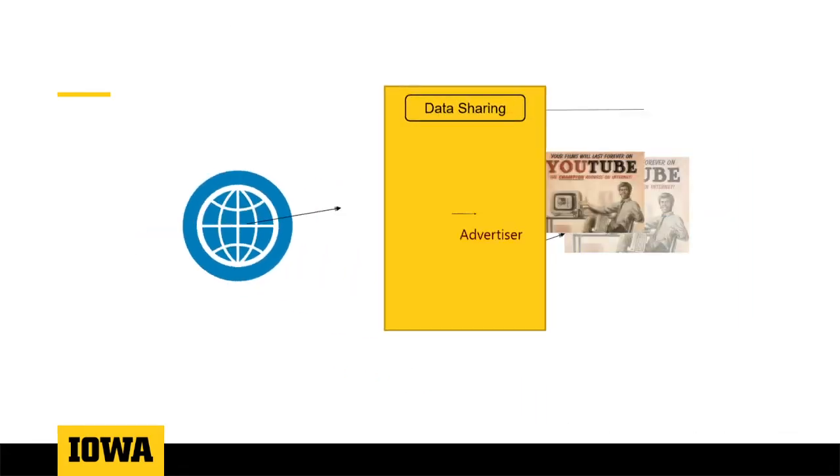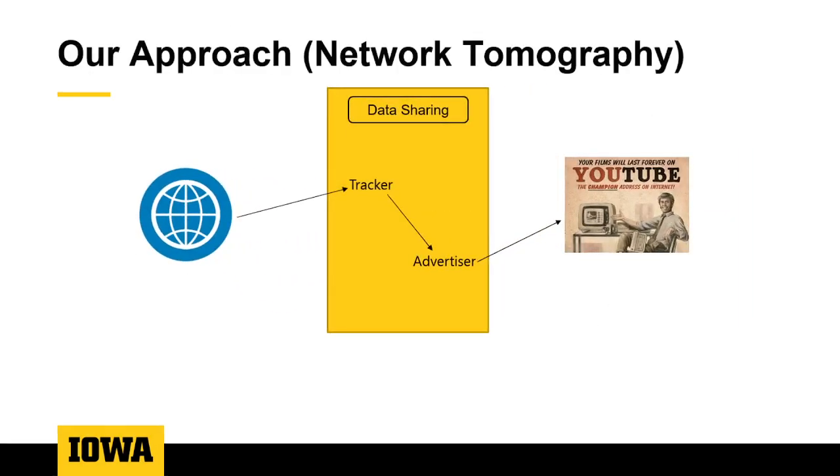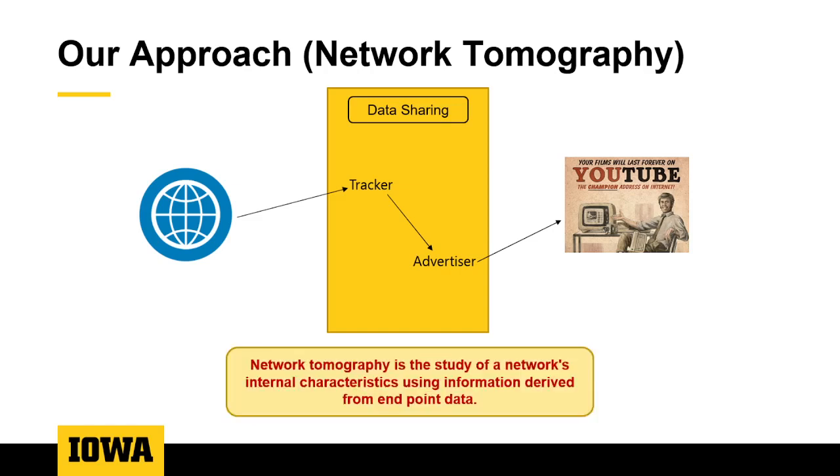Now, if we zoom in on the problem, we can see that the input signal to this black box is the user profile, and the output signal in this case is the ad that we observe. And our goal is to make the internals of this black box more transparent. Turns out this reduces extremely well to a network tomography problem. Now, what is network tomography? Network tomography is the study of a network's internal characteristics using information derived from endpoint data. And in this case, our endpoints can be the user's profile or browsing history and the ads that we receive.